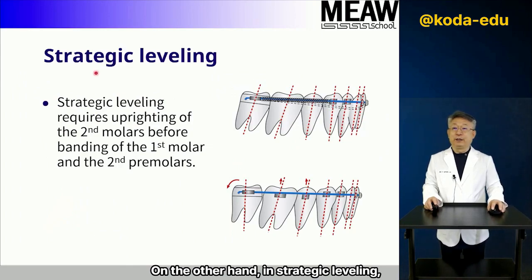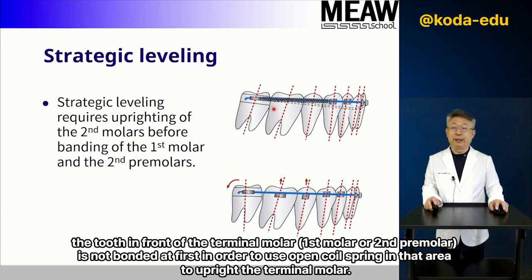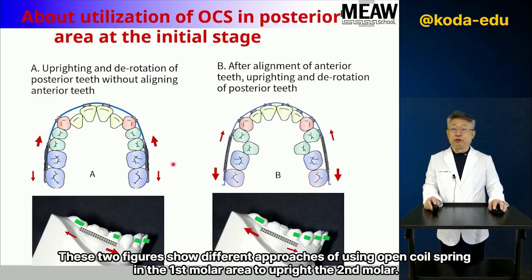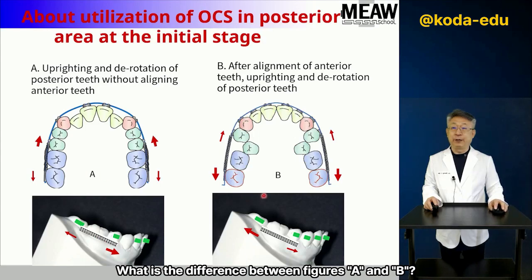On the other hand, in strategic leveling, the tooth in front of the terminal molar, first molar or second premolar, is not bonded at first in order to use open coil spring in that area to upright the terminal molar. These two figures show different approaches of using open coil spring in the first molar area to upright the second molar. What is the difference between figures A and B?